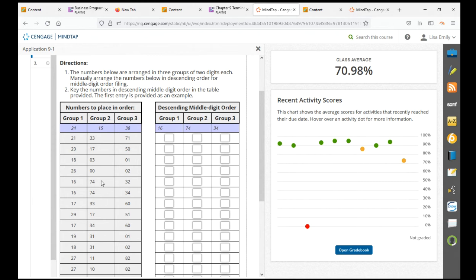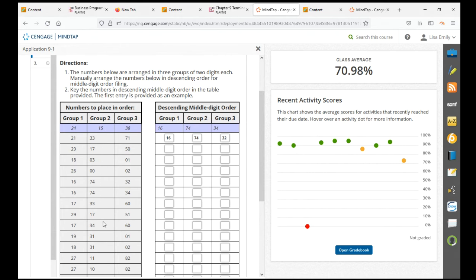So our highest one here is 1674.34 because the middle digit is what we're starting with. And there's two 74s, that's your highest number. One is 32 and one is 34. Well, 34 comes before 32. So the next one will be 1674.32.